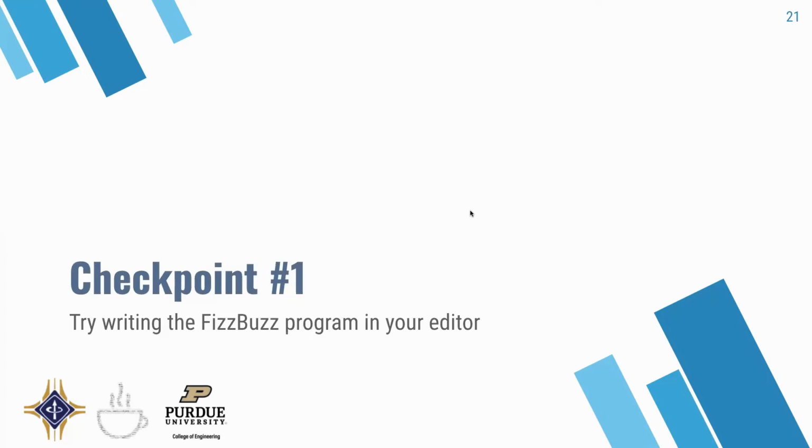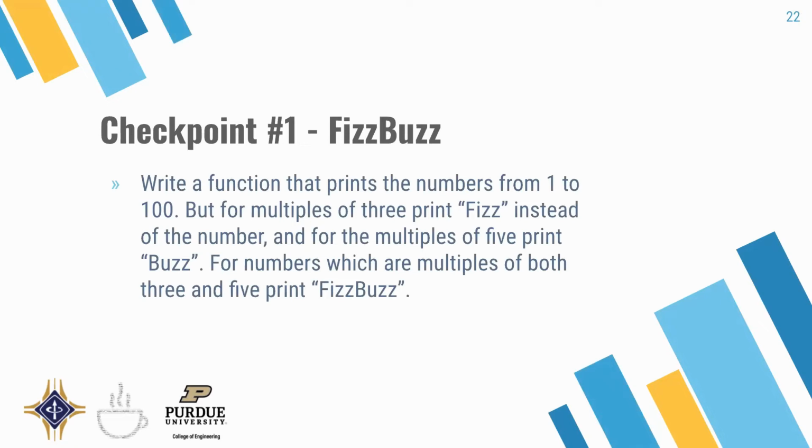All right, so now we're going to move on to our first checkpoint, and that's going to be try writing the FizzBuzz program in your editor. So I believe there's one on the next page. There it is. So yeah, checkpoint number 1 is FizzBuzz. And that's going to be write a function that prints the numbers from 1 to 100. So just think of how you're going to display all the numbers from 1 to 100. And you don't want to just write console.log for these numbers.